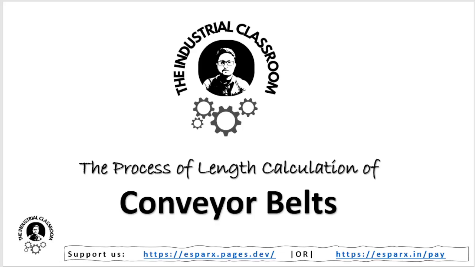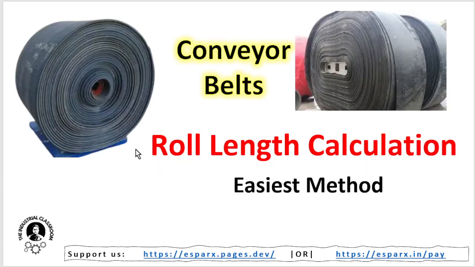So welcome to the industrial classroom, and in this class we will learn about the process of length calculation of conveyor belts. Here we can see these are the two conveyor belts in this image. The first one which we see here is a type of spherical roll or a radial roll.